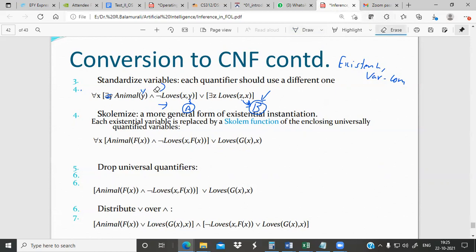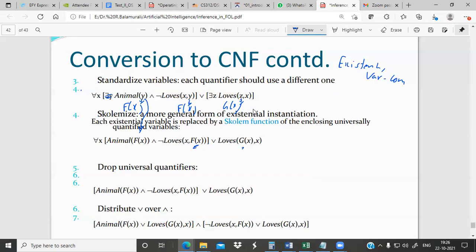Hence, instead of replacing with a constant, we are going to replace these variables with some function. When you replace with a function, it means that it can take any value. So we are going to replace this y with some function f of x, and this y also with f of x, and this z with some function g of x. Hence you can see y is replaced with f of x, and we have removed the existential quantification, and z is replaced with g of x.